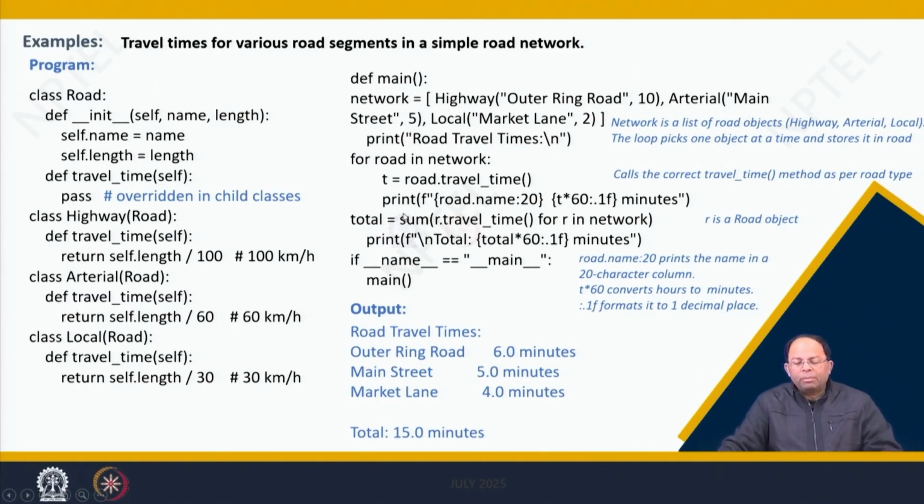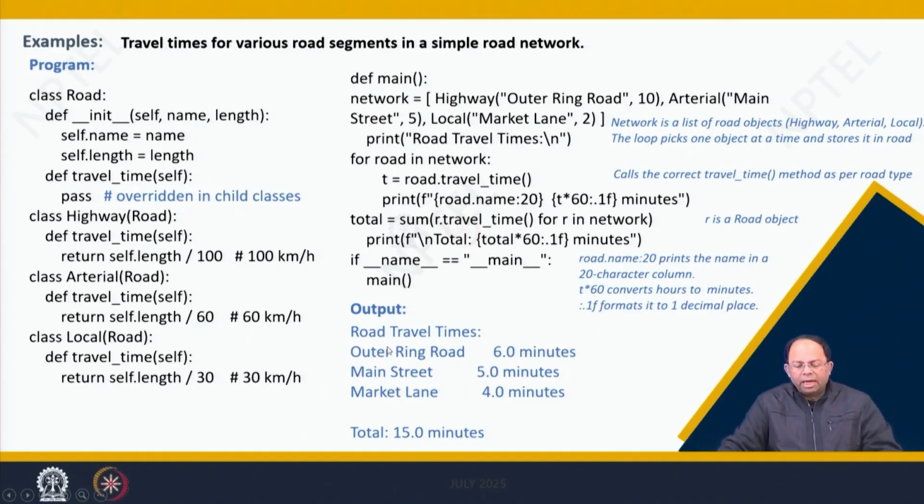Total is equal to the sum of the travel times, of course. That means if somebody is traveling part of the way on a highway, then arterial and local, they must be added, just for explaining this particular function. So total is sum of r.travel_time for r in network. Here r is the road object, and we can print the total value that is being spent.